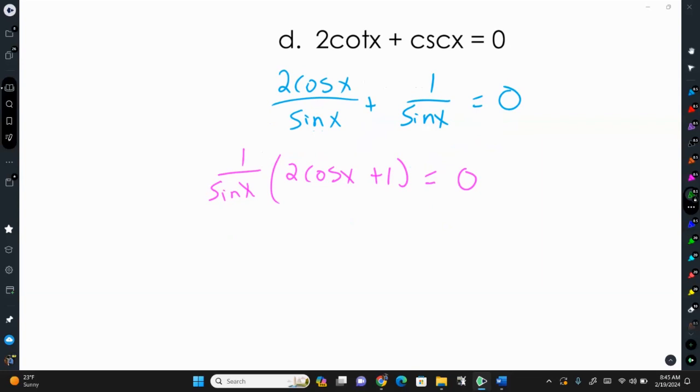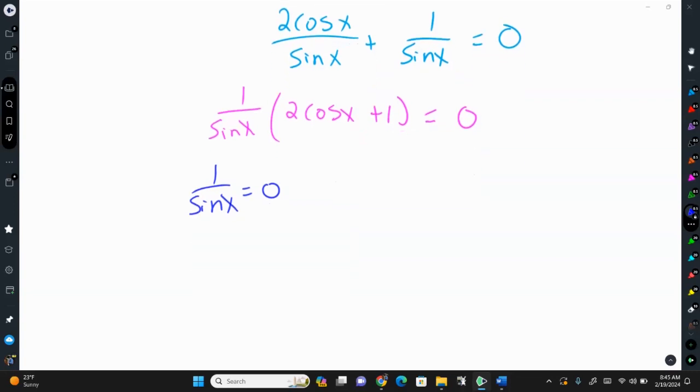So now I can set both of these equal to 0. So 1 over sine x is equal to 0, and 2 cosine of x plus 1 equals 0. Now, the first one, 1 over sine x equals 0, that can't happen because the only way for this fraction to equal 0 is if the numerator was 0. Well, it's a 1 there. There's no variable. There's nothing there. So this has no solution.